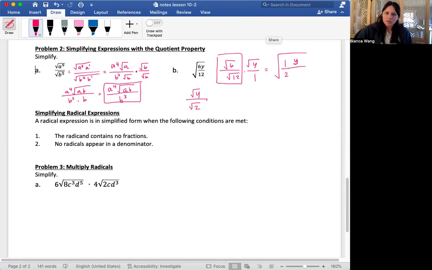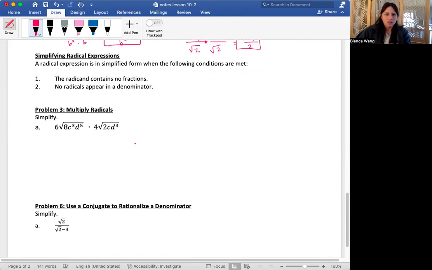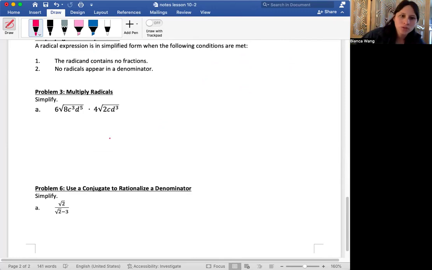So what we see here is a radical in the denominator. I'm going to multiply by radical of 2 over radical of 2. And this will become radical of 2 times y over 2. That's my final answer. All right, let's talk about multiplying radicals.